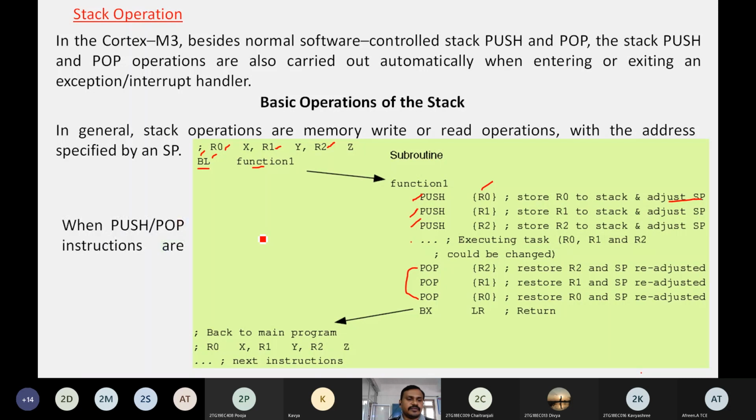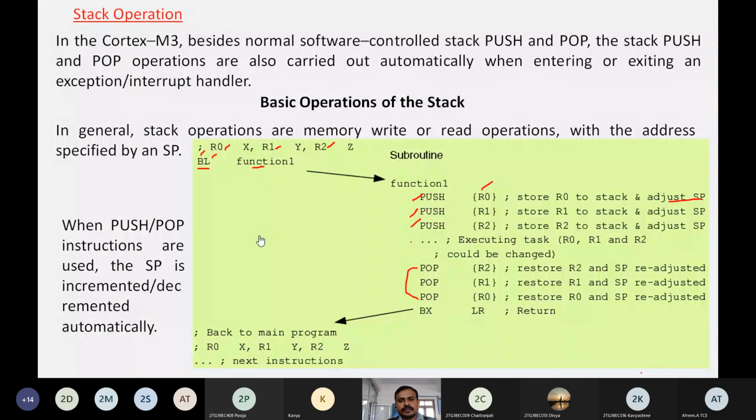When push and pop instructions are used, the SP is incremented or decremented automatically. So the stack pointer is always pointing to the top of the stack. So here we are going to do what? We are going to observe there is an automatic increment and decrement of this stack pointer.